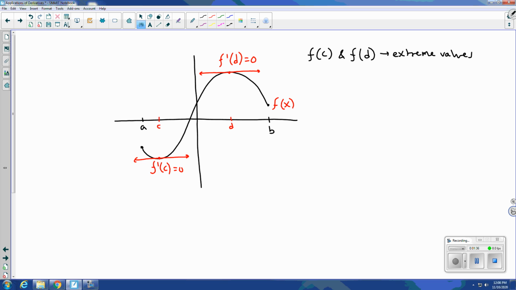So the question we want to ask ourselves is, do we need to consider anything else other than the fact that at a max or min, the derivative equals 0? So again, that's something we've discussed before, but are there other scenarios that we have to consider? And the answer is yes. So I'm going to present two more scenarios that we have to be cognizant of if we're trying to identify a max or a min.